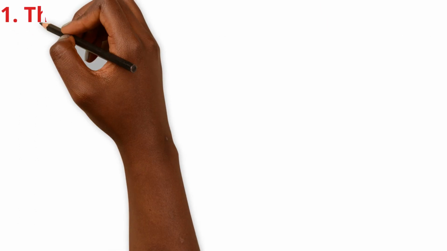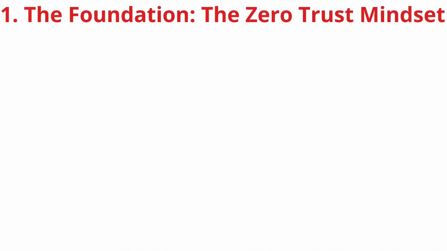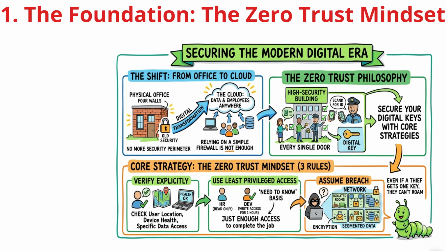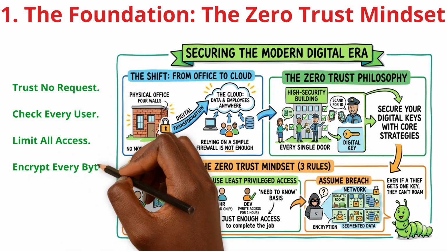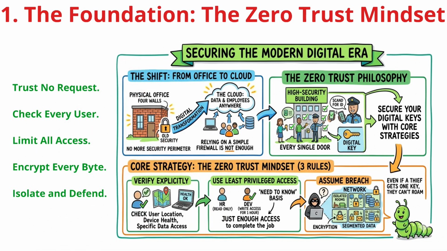Let's dive in. In today's digital era, organizations have moved beyond the physical office walls. This digital transformation means your data and employees now live in the cloud. We can't just use a single firewall perimeter fence anymore. The bad guys have more ways in. To fix this, we've adopted a zero-trust mindset. It's like a super secure building where every person needs to show ID at every single door. We secure these digital keys using 3 key rules.